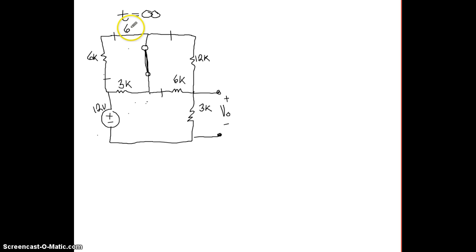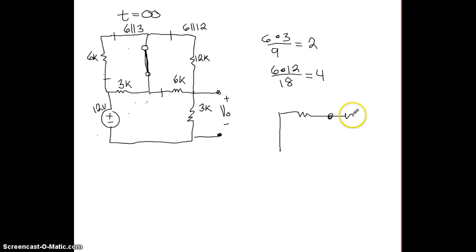So we have the 6 and 3 in parallel, and then we have the 6 and 12 in parallel. So that's going to be, we have 6 times 3, that's 18 over 9. So that is going to give us 2, and then we have 6 times 12 over 6 plus 12, which is going to be 18, so that is going to give us 4. And then once we shrink these down, I'll draw it really quick for y'all. What we have is we have one like that, and then we have one like that. And then all this other good stuff down here, like this one, and then that one.